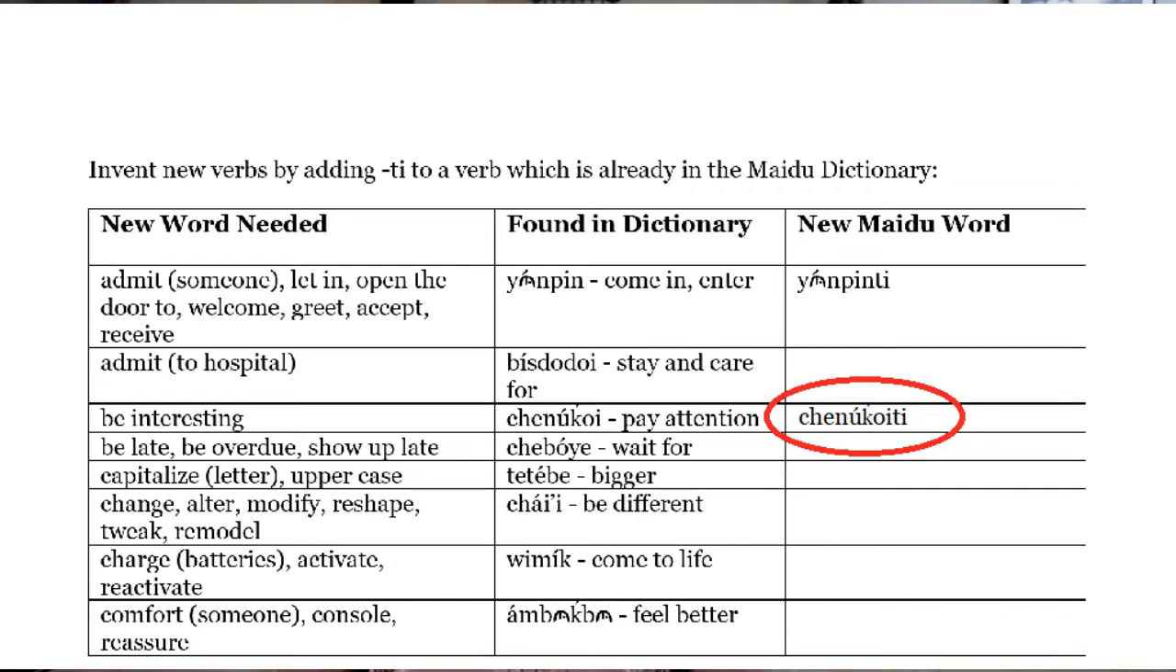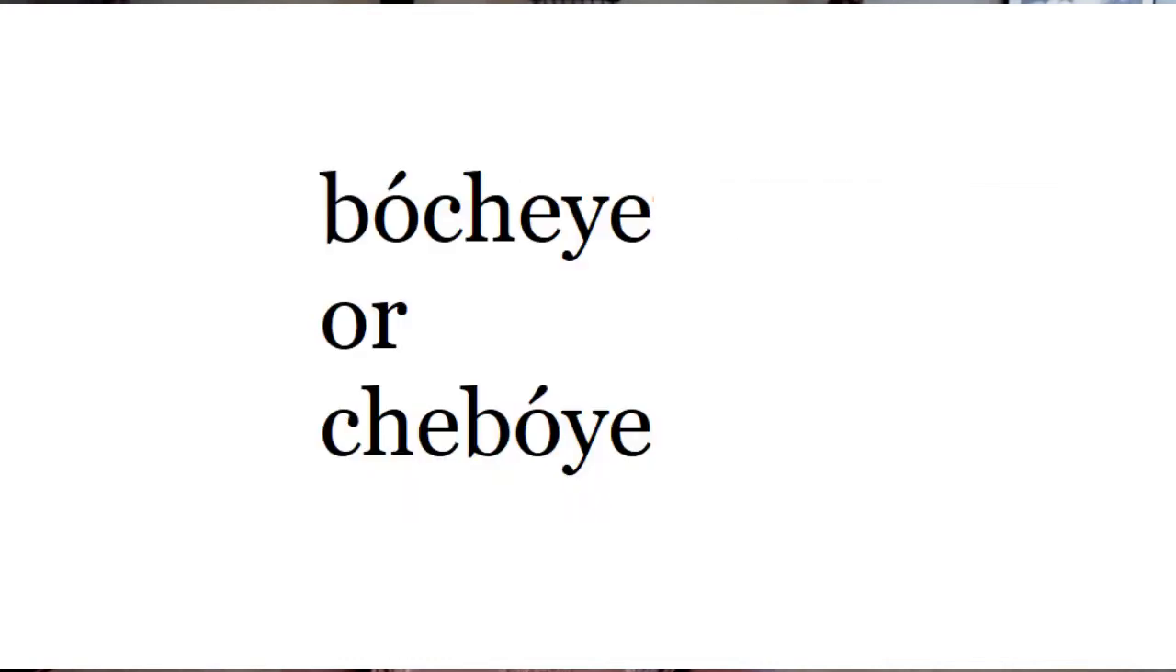What if we want to say be late or overdue? We don't have that word, but we do have the word wait for. It can either be bocheye, which we already learned, or cheboye. Both of these are found in the old Tom Young stories, meaning wait for. And we have heard Maym Gallagher say bocheye. Whichever one you use, add T to it and you get the word make somebody wait. Bocheye T or cheboye T, be late, make someone wait.